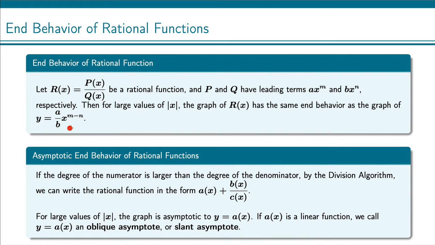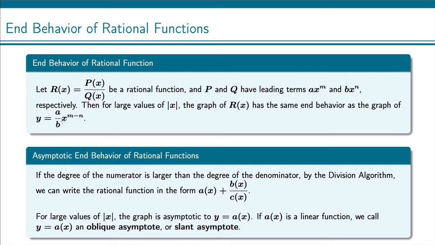Now, all that means is if this is going up to the right and down to the left, then that's what this rational function will do. It doesn't tell us asymptotic behavior, it just tells us whether we're going off to positive infinity or negative infinity, or to some number on either side of the graph as x goes to infinity or negative infinity.